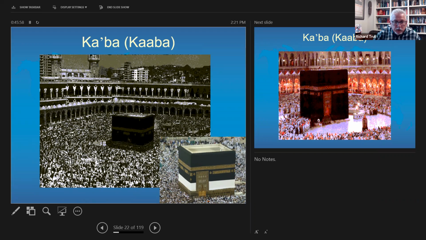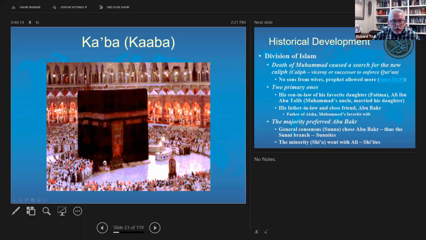And so this is at a pilgrimage. You can see all the people surrounding it. They circle it, I think it's 7 times, and there are other things they do, but when we get to the Hajj, we'll talk about that. Here's a closer-up view of that, with the people going up and touching it and so forth. Millions of people each year go to Mecca to make this pilgrimage.